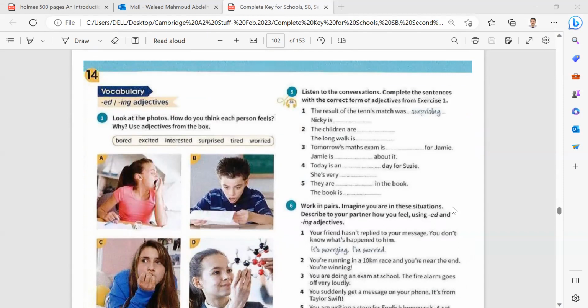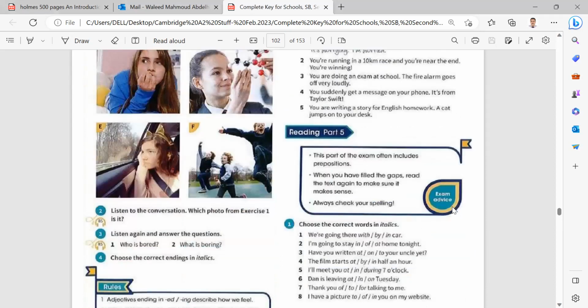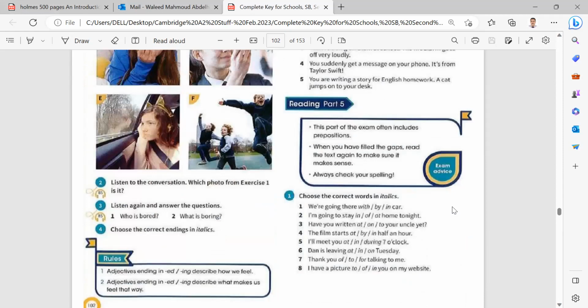Before we start, let me ask you, what did you study yesterday? We learned grammar, okay. Present perfect with just and already and yet, perfect. And vocabulary, ed and ing adjectives. Okay. Well done. So today, inshallah, let's complete the last two parts in your course, reading part 5.